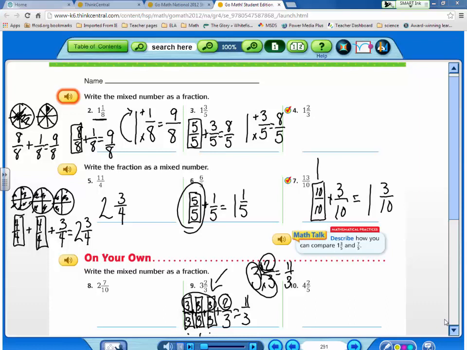And I can check it by using the multiply and add method. So I can do 1 times 10 is 10, plus 3 equals 13. Keep my denominator tenths. I hope these tips help.